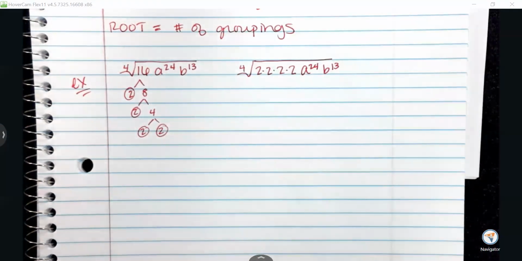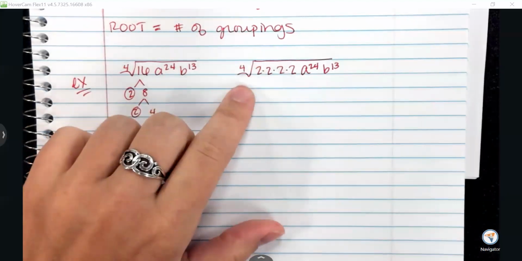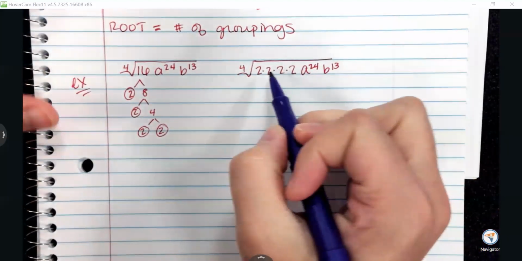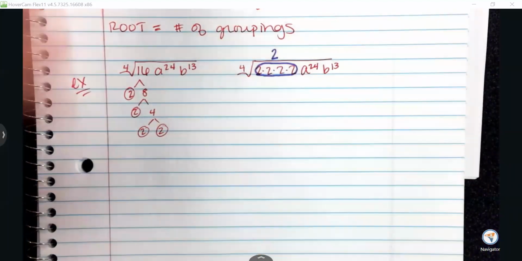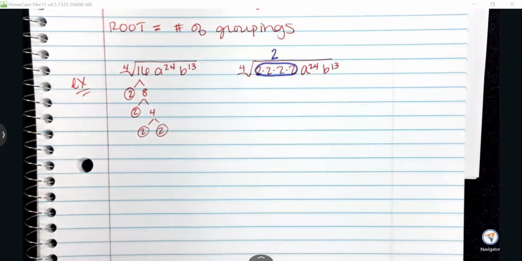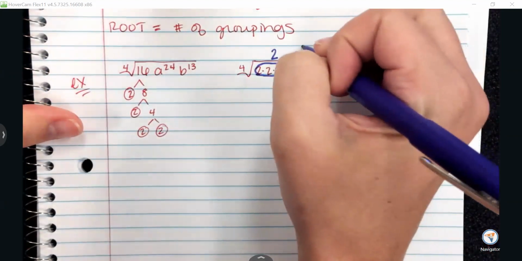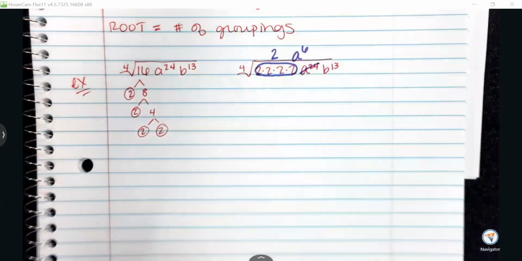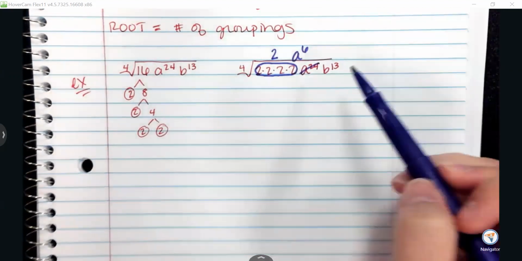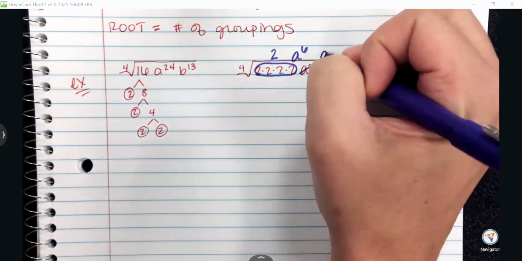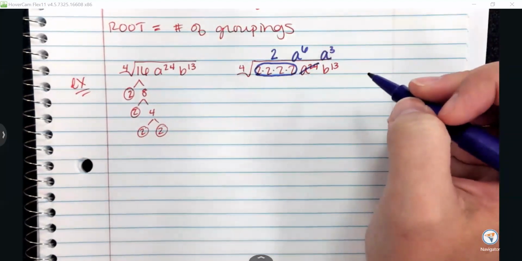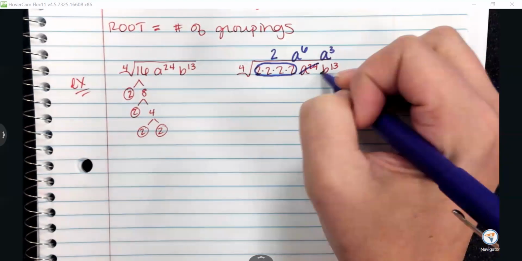So I need groups of 4. Why do I need groups of 4? Because I have a 4th root. So I need all the 2's, all 4 of them, and it will come out as a 2. If I have 24 A's, how many groups of 4 can I take out? So I can take out 6 of them and I will have nothing left over. If I have 13 B's, how many groups of 4 can I take out? Will I have anything left over? Yes, it's just a B.